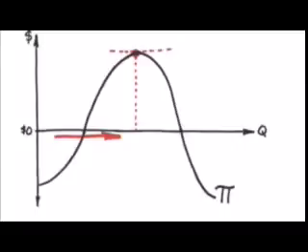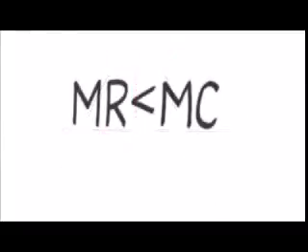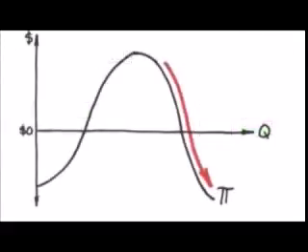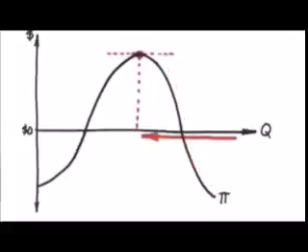And what if marginal revenue is less than marginal cost? In this case, more is being added to cost than to revenue, so profits are falling. Notice this does not necessarily mean that profits are negative, just that profits have gone past the maximum and are now decreasing. In this case, you would want to cut back on your output until marginal revenue equals marginal cost.